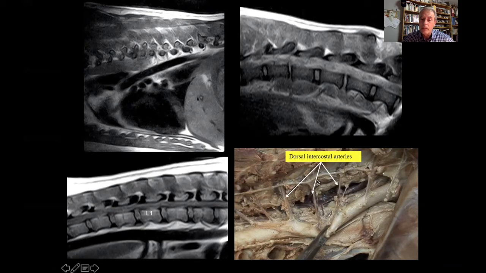Branches from these arteries are the spinal arteries that supply blood to the thoracic segments of the spinal cord. This is the sympathetic trunk, and we also identify the right subclavian, the right azygos vein.